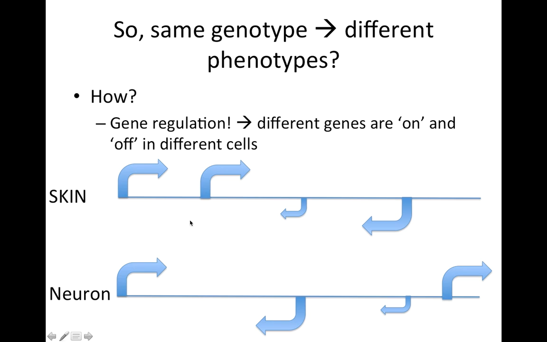Okay, so what we're seeing is some genes are expressed in both skin and neurons, some are on in skin, off in neurons, some are on in both cell types, but at different levels, higher in neurons or higher in skin, and then other genes are on in neurons and off in skin. So these are the differences, again, not differences in the DNA, but differences in how the genes are being expressed. And we call this gene regulation, that different genes are on or off in different cells.